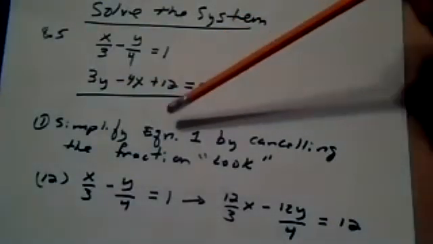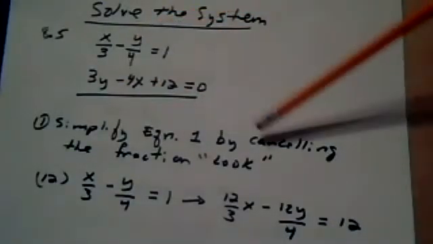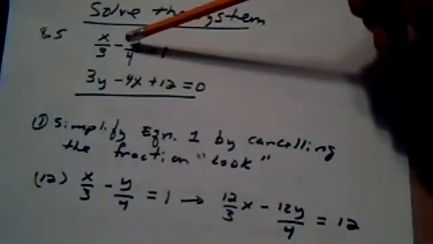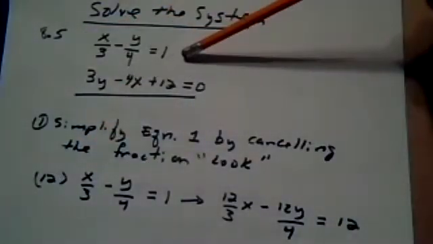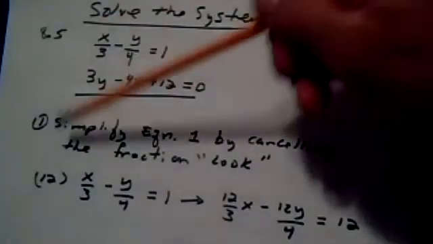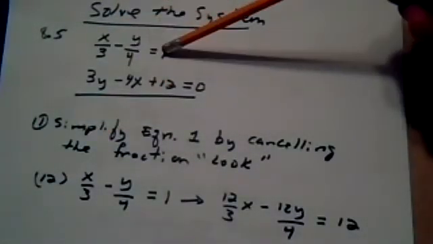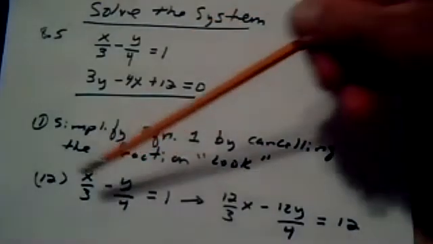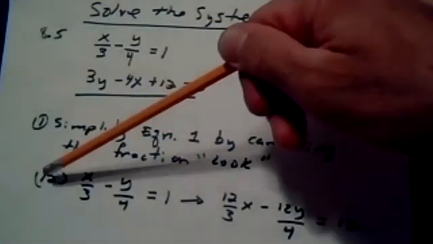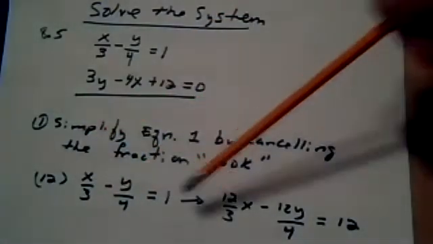Simplify equation 1 by canceling the fraction. Look, it's easier to work if these are not fractions. So what you could do is multiply the whole equation by a 12. 12 times the first term, 12 times the second term, 12 times the term on the other side of the equal sign. So it's 12 times this term, 12 times this term, 12 times this term. And this is what you get.